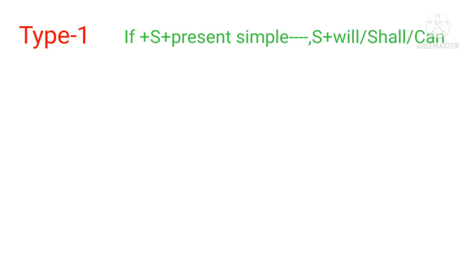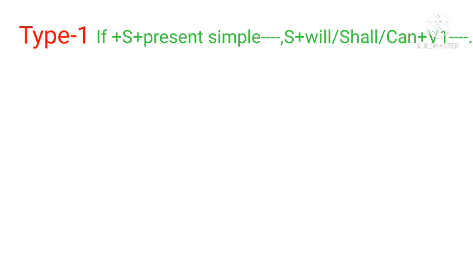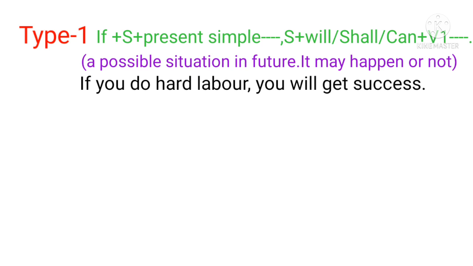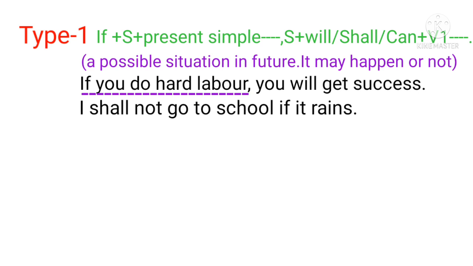Next, condition type 1: if plus subject plus present simple tense, comma, subject plus will, shall, can plus first form of the verb. It is used in possible situation. In future, it may happen or not. When the condition is possible, the incident may happen or not. For example, if you do hard labor, you will get success. If you do hard labor, that is if clause. If, then subject you, then do, present simple form of the verb. Then main clause, you will get success, will plus get.